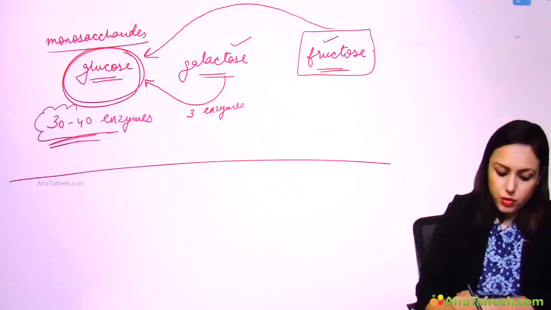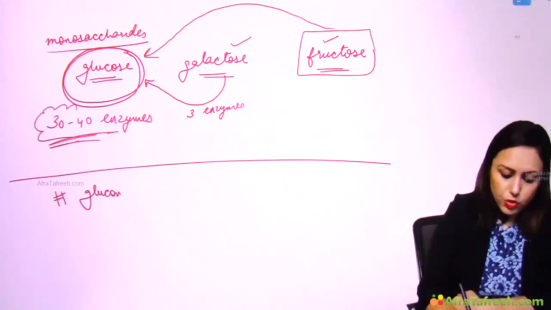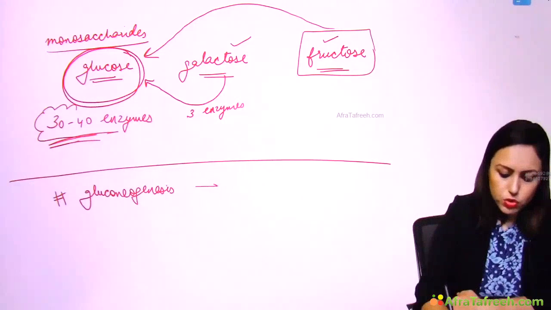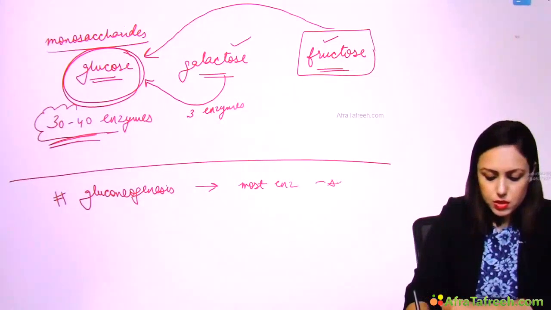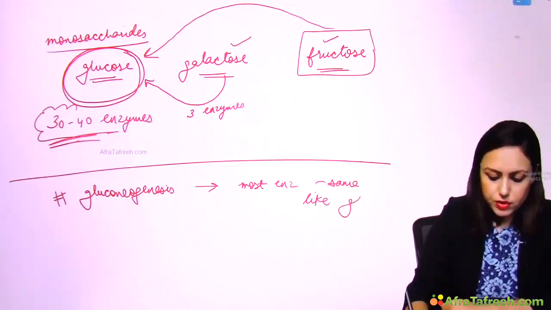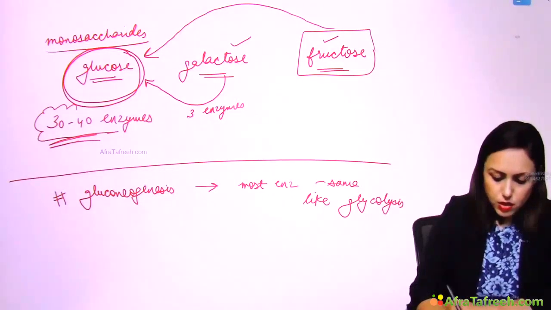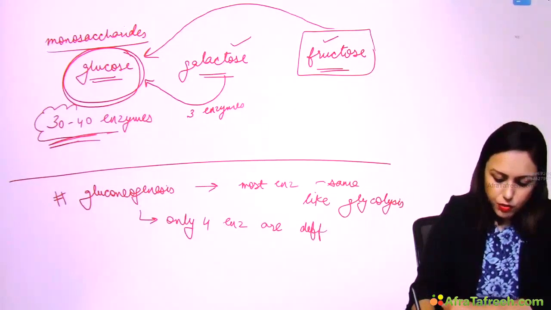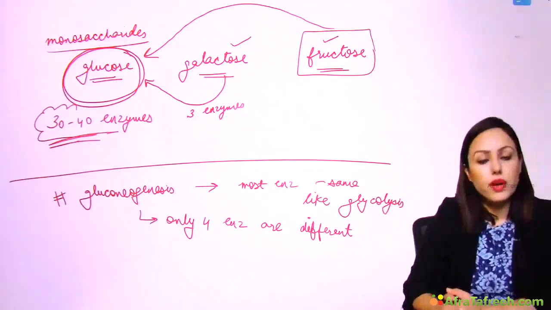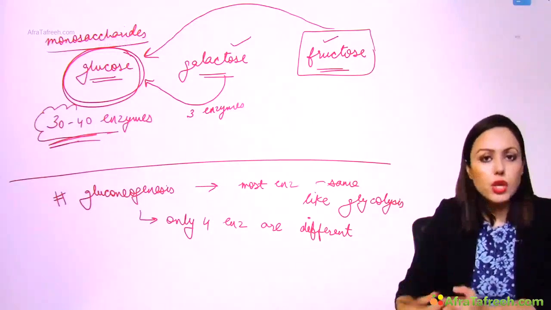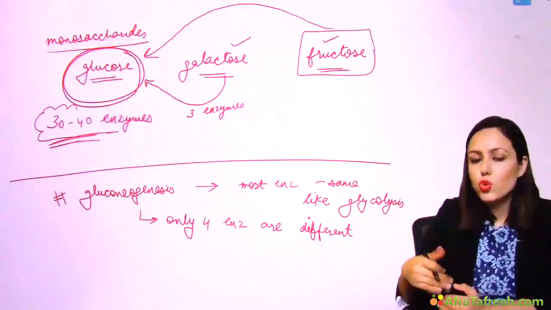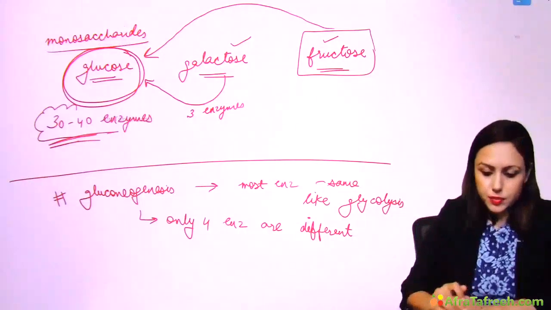One more example I can tell you here. If you remember, gluconeogenesis pathway also uses most of the enzymes same of glycolysis. Only four enzymes are different in gluconeogenesis, right? We did that in gluconeogenesis video. Okay, so this is also in order to save energy, that gluconeogenesis pathway is also using the enzymes of glycolysis, right? So let's start with galactose metabolism.